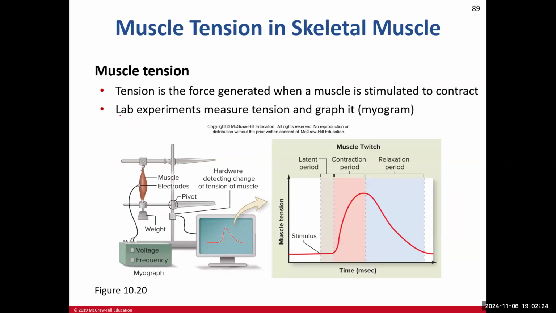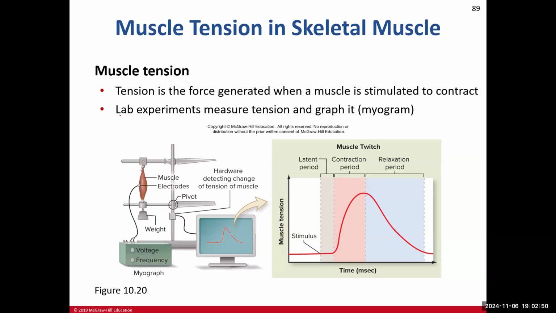So I did this in college, right? We actually took a frog and did the same type of scenario here, and we measured its force of contraction. In this lab experiment, we've taken the gastrocnemius muscle, which is that big muscle in a frog leg, and we hooked up some electrodes to it. And we're going to stimulate it to contract.